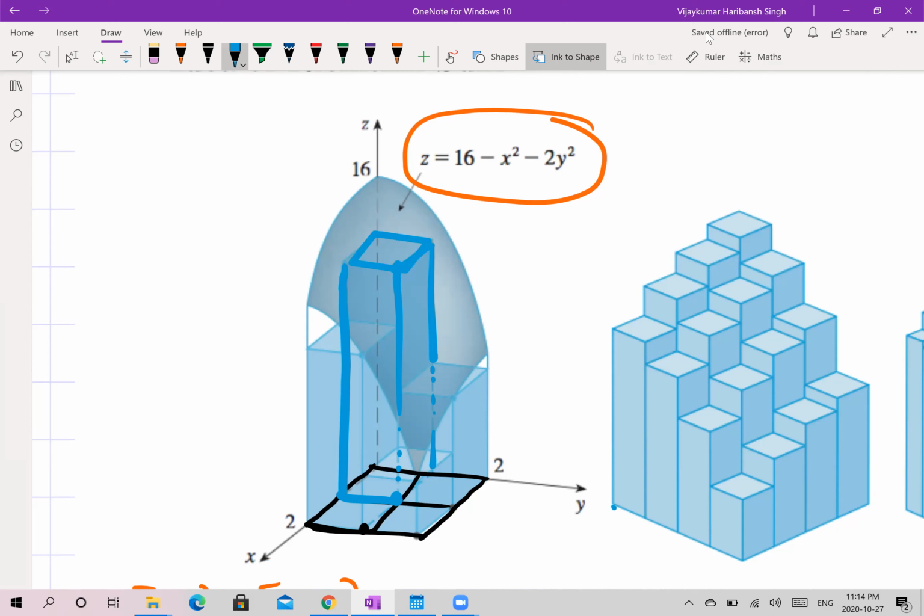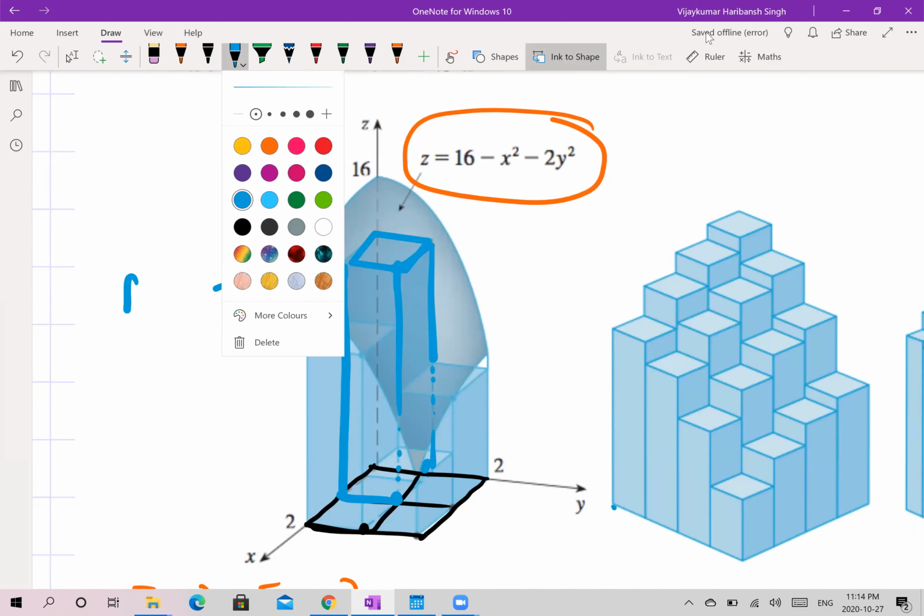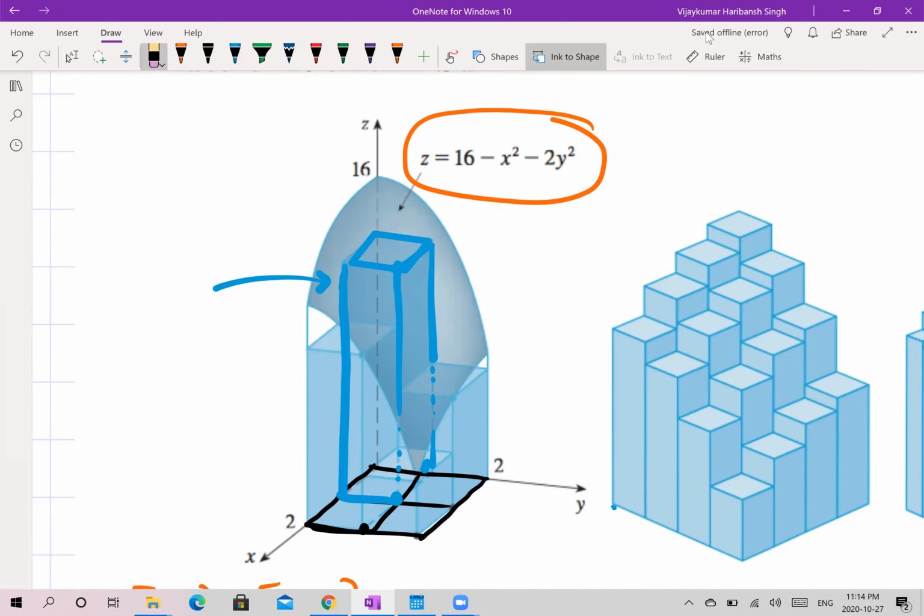A rectangular parallelepiped, and the volume of this would be, suppose I choose, so it will be f of xi. So in this case, let me call this point x1.